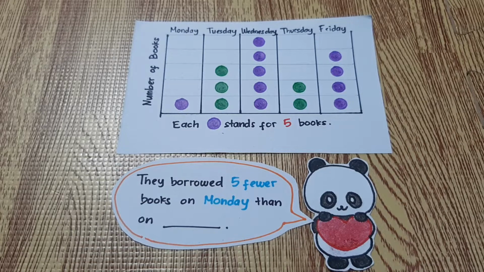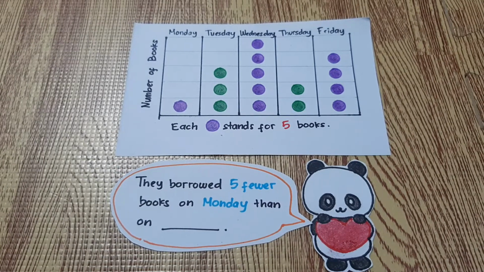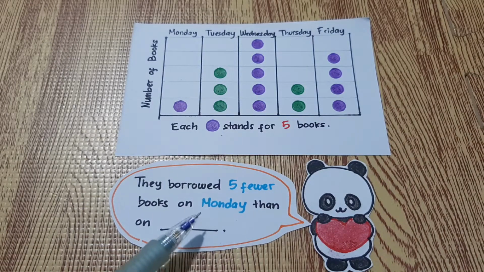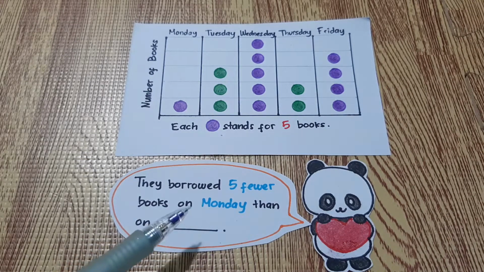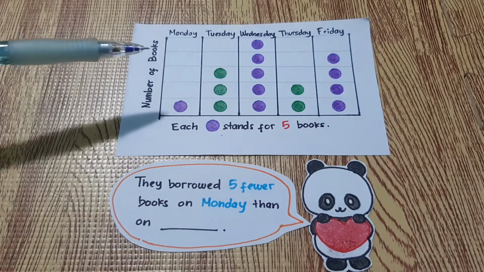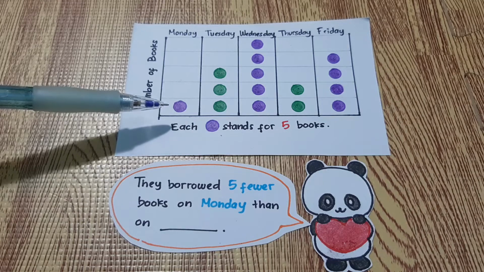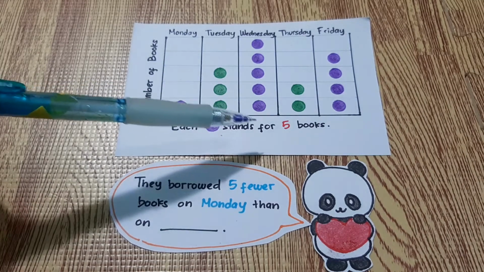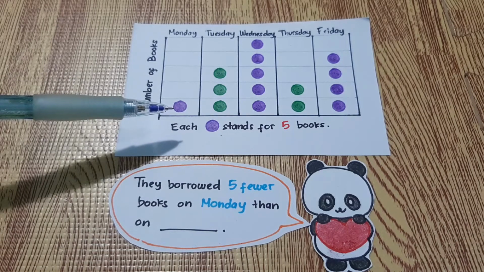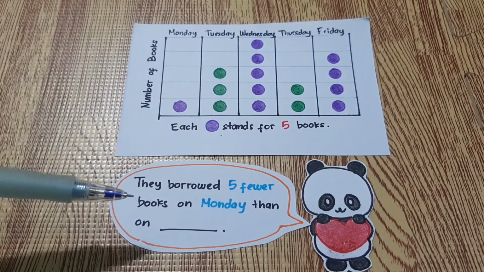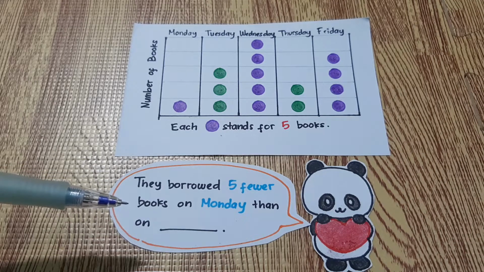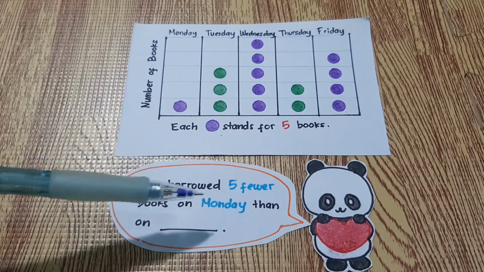Next, they borrowed 5 fewer books on Monday than on... Okay, in this kind of question, we have to take a look at the graph. Okay, we know that there are 5 fewer on Monday, then on what day? So first, we have to take a look at Monday. Take a look at Monday's graph. On Monday, there is only one circle, so it means only 5 books. Which one is the fewer part? Is it on Monday or on the other day? Yes, the fewer part is on Monday.